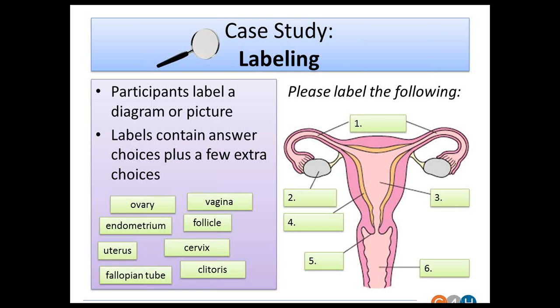Okay, so another thing that you can do as an alternative is labeling. Labeling diagrams can be a really fun group activity to do. And in this case, the picture is again put up on the wall and participants can tape up the answers. So they can have their labels and you can have a few extra answer choices to make it a little bit more difficult, and then they can decide collectively as a group.